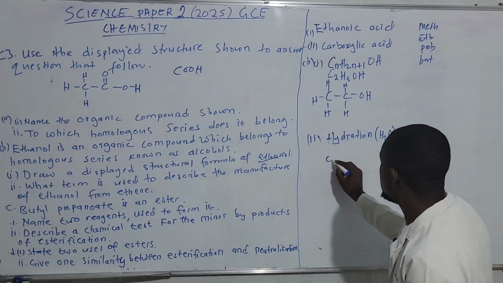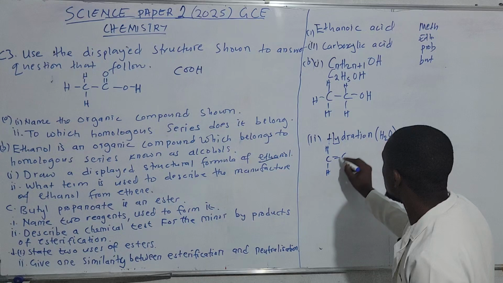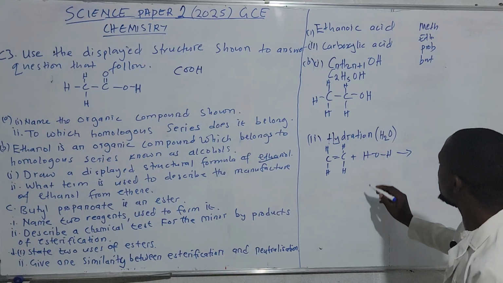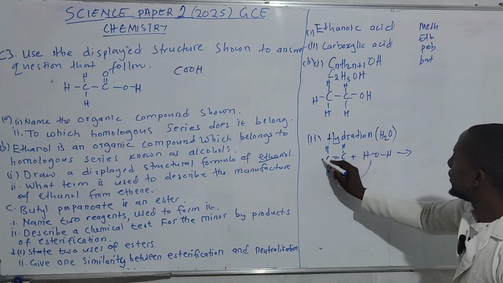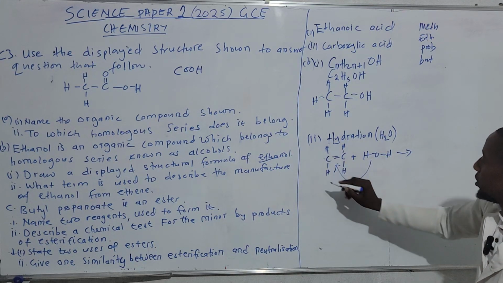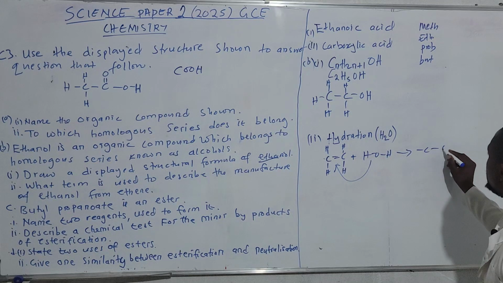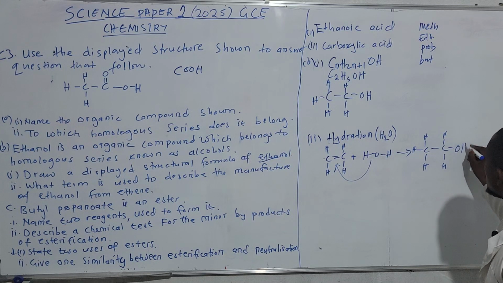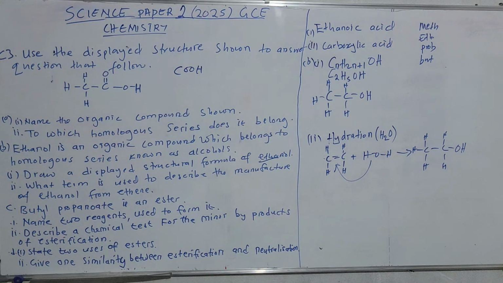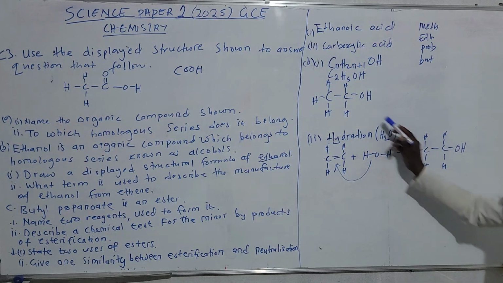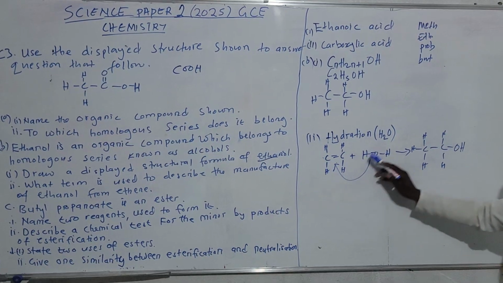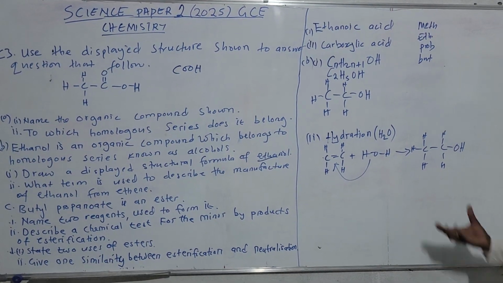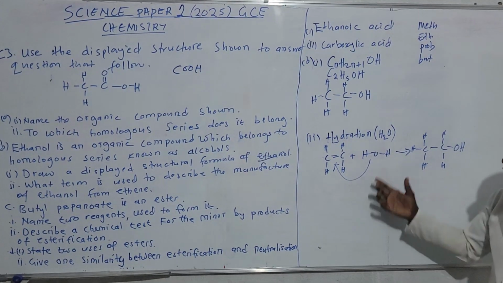For instance, let's say you have an ethene like this, plus you are adding steam. The double bond is going to break, and then a new bond will be formed where the hydrogen is going to attach. So our diagram is going to be like this. This is how ethanol is manufactured from ethene by the process called hydration. I was just demonstrating so you can understand how ethene reacts with steam to give an alcohol.